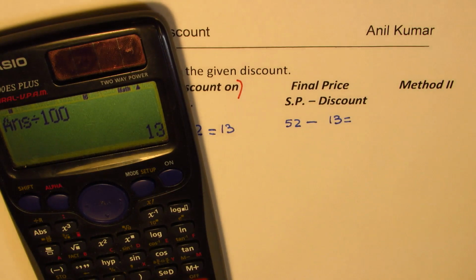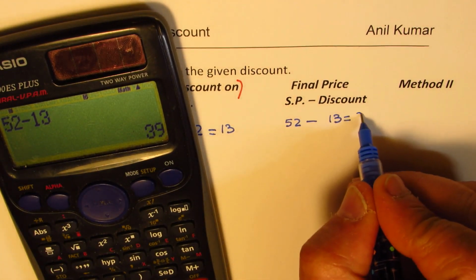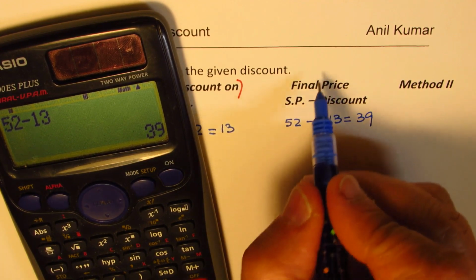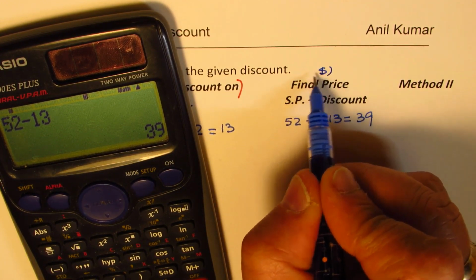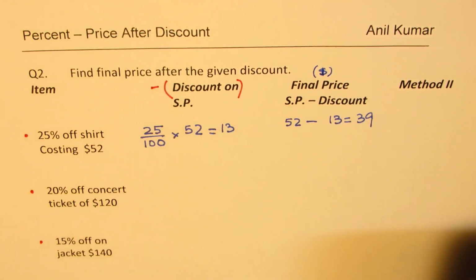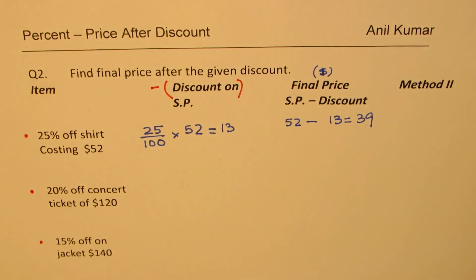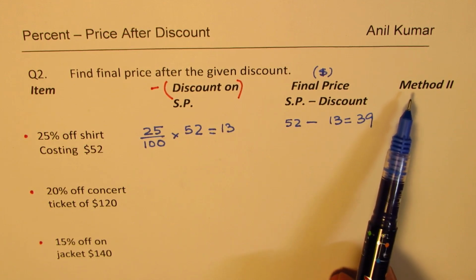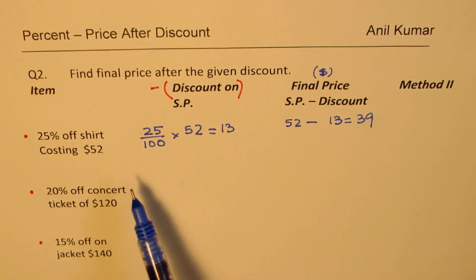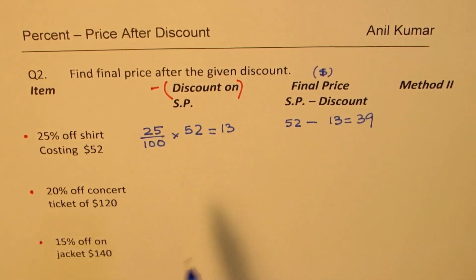So let's do it. We go 52 minus 13 equals 39. This price will be in dollars. Let me write dollars on the top, correct? Okay, so that is definitely one way of doing it. We'll talk about a shortcut also, which will be our method 2, which we'll discuss after solving all of them.